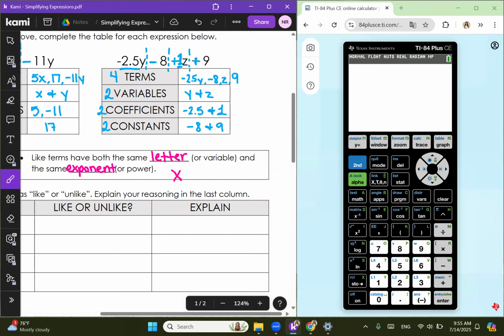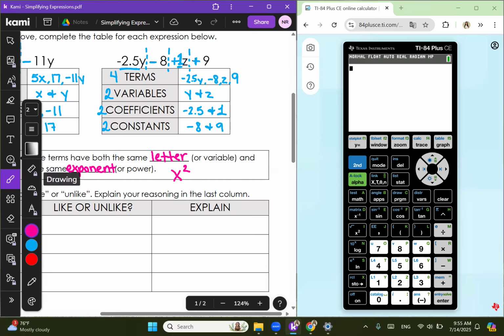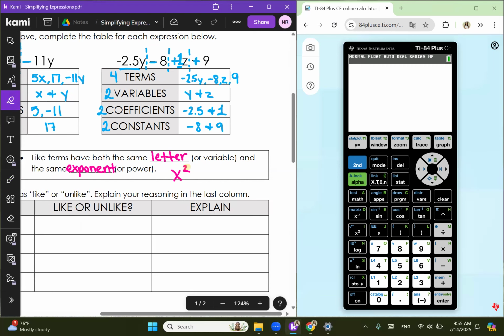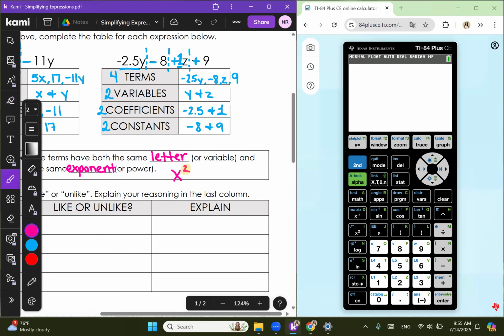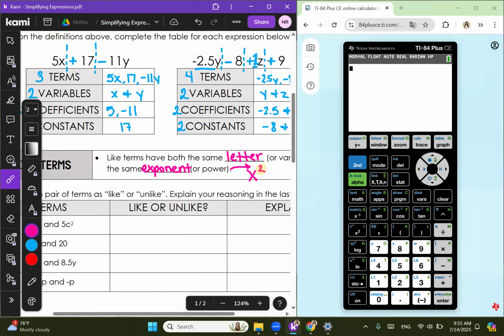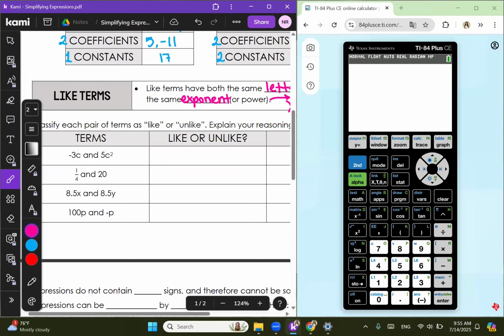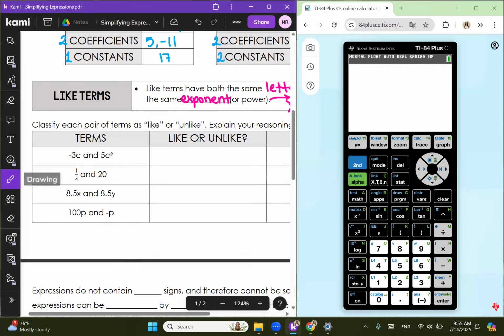So in case you forgot what an exponent is, let me get my highlighter. I need a yellow one. My exponent is right here, that little 2. That is your exponent. That is your power, okay? So we're going to go through a few expressions, and you're going to tell me whether they are like or not alike, or unlike terms. Can we combine them? Yes or no?